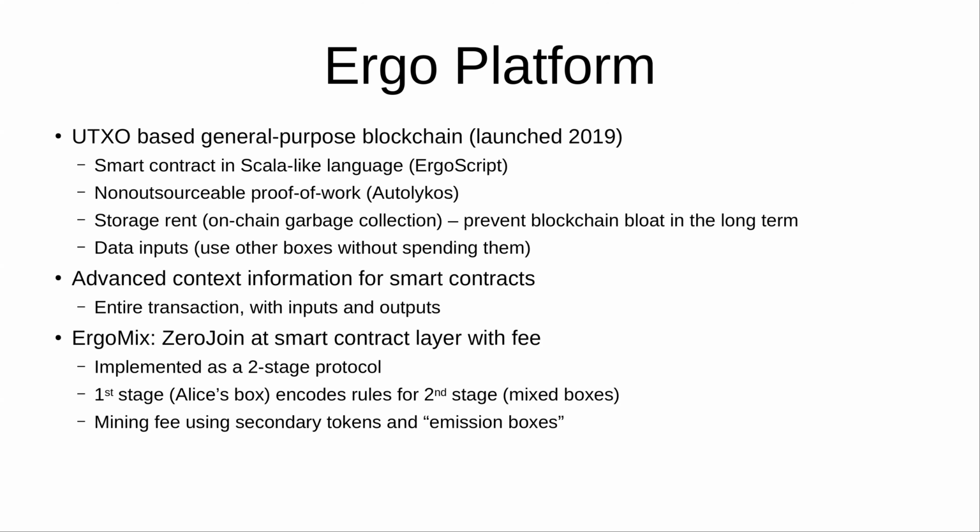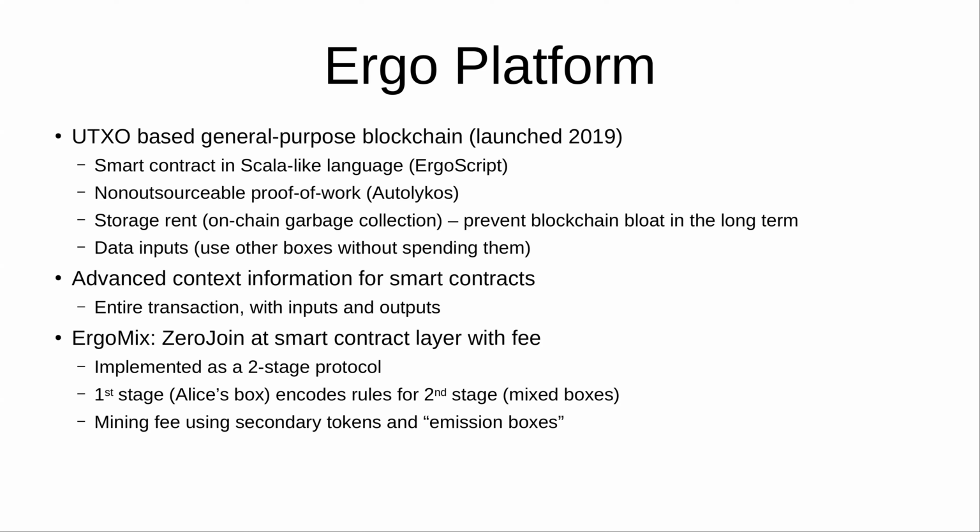And it has advanced context information available for the smart contracts, right? So you can write smart contracts and access the entire transaction in that contract. You can enforce inputs and outputs to have a certain structure. That is what we'll use to implement ZeroJoin. Ergo Mix is basically an implementation of ZeroJoin on Ergo. It has basically two main aspects: it is implemented as a layer 2 protocol, and it has a mechanism for handling fees.